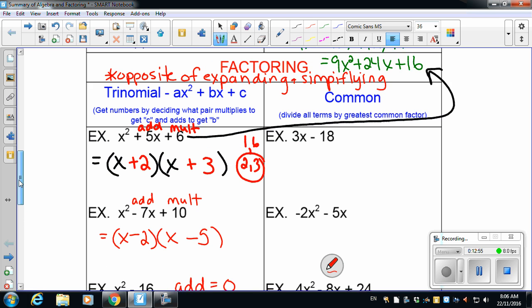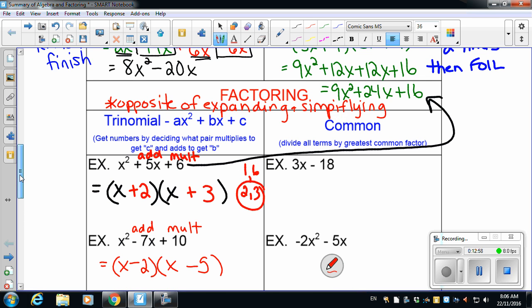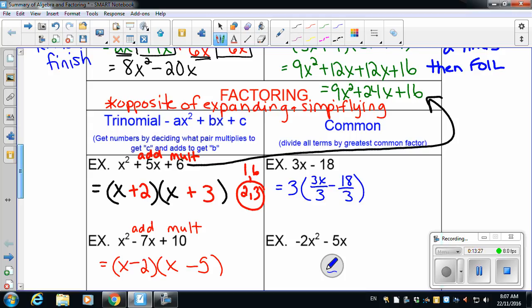All right, so factoring trinomials is the opposite of FOILing. Common factoring is the opposite of the distributive property. It's the opposite of multiplying or expanding and simplifying. Common factoring is when you divide by the greatest common factor. So when I look at this question, 3 and 18 both divide by 3. So I write down the 3, and in my head, I divide them both by 3, or I write down that I'm dividing by 3, whatever works. And 3 divided by 3 leaves x, and 18 divided by 3 is 6.